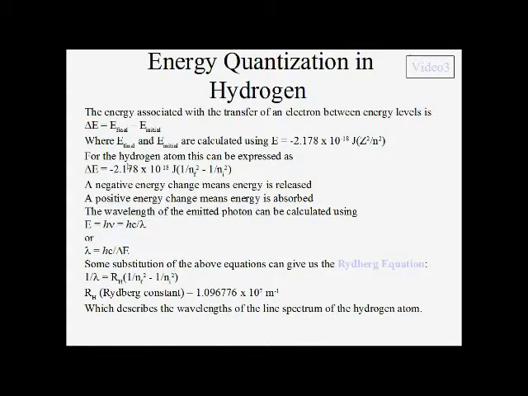Another variation of this equation for the change in energy levels, we can solve for lambda, or 1 over lambda. This is the Rydberg equation. 1 over lambda is equal to the Rydberg constant times 1 over n final squared minus 1 over n initial squared. And the Rydberg constant is 1.096776 times 10 to the 7th inverse meters.